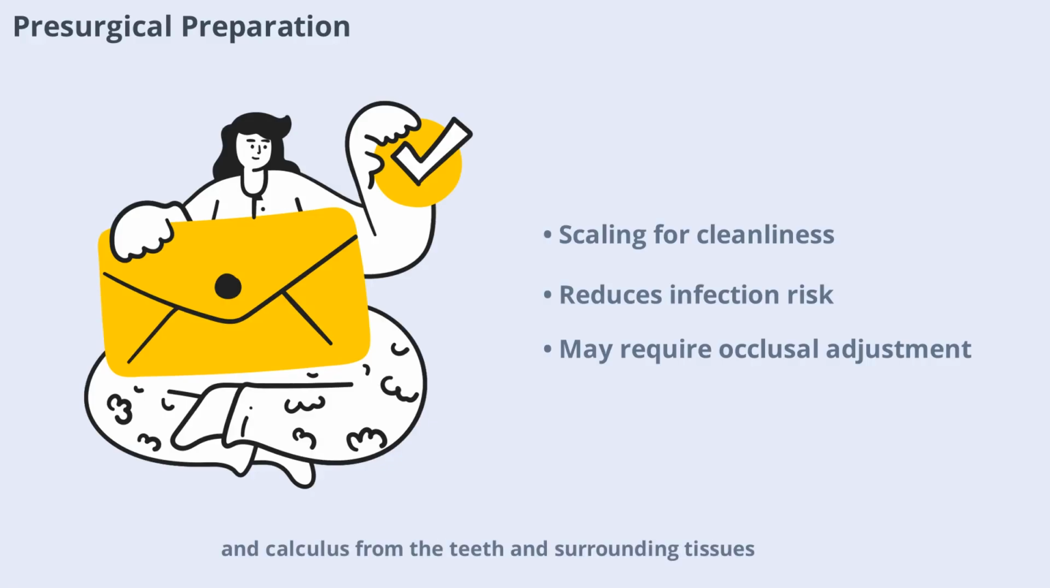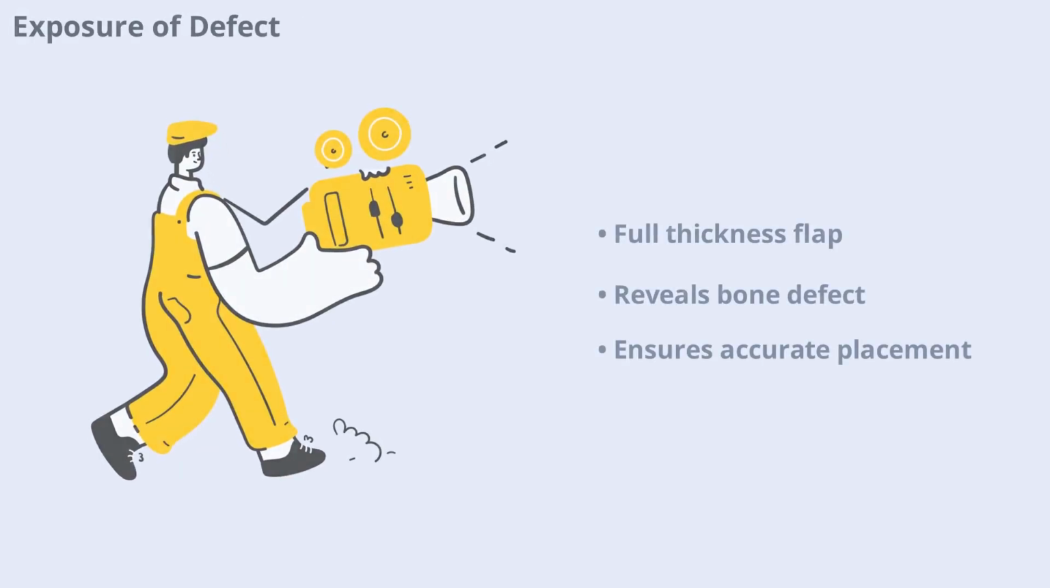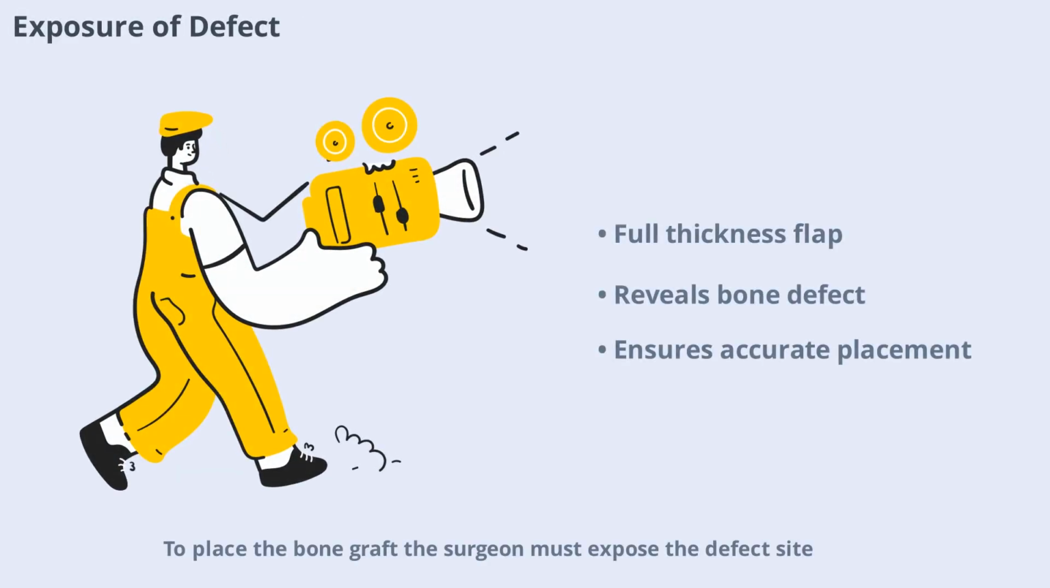surrounding tissues. This helps reduce the risk of infection and creates a clean environment for the graft. In some cases, occlusal adjustment may also be needed to ensure proper alignment and stability of the teeth. To place the bone graft, the surgeon must expose the defect site. This is typically done using a full-thickness flap, which involves lifting the gum tissue to reveal the underlying bone. Proper exposure is crucial for accurate placement of the graft and successful healing.